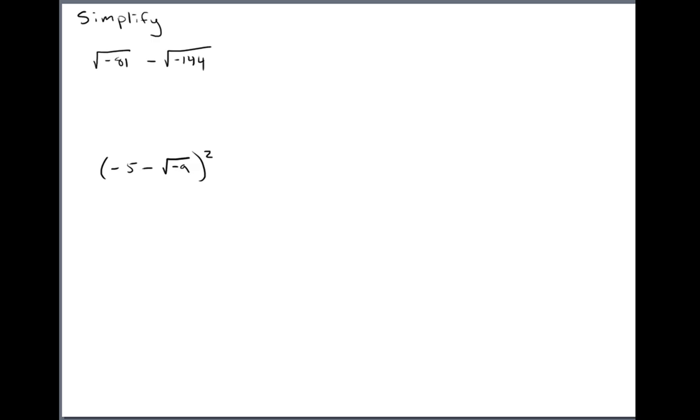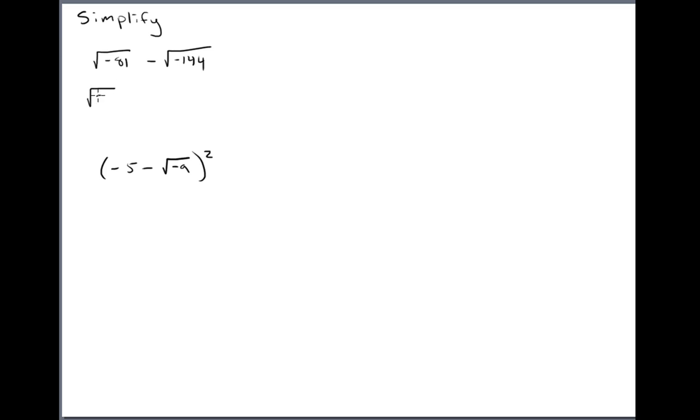In this video we're going to do some simplifying. So we're going to first start by simplifying this square root expression, square root of negative 81 minus the square root of negative 144. I'm going to take negative 81 and I'm going to think of it as two parts.